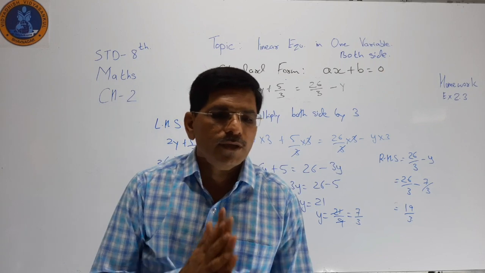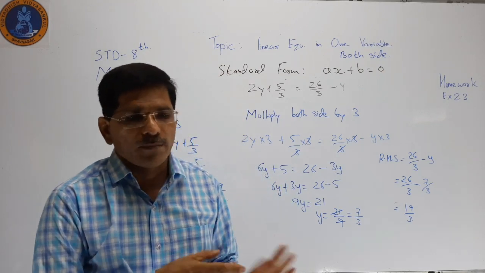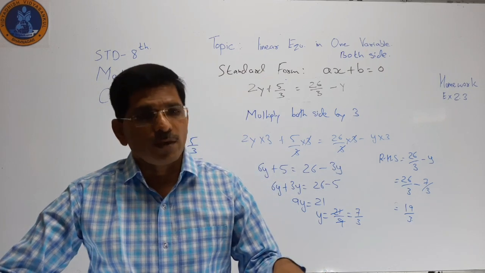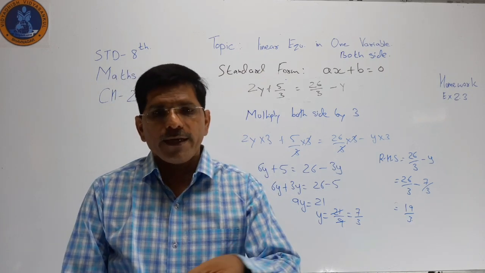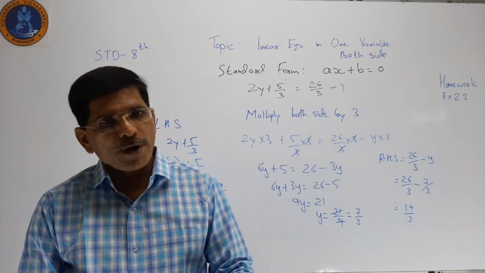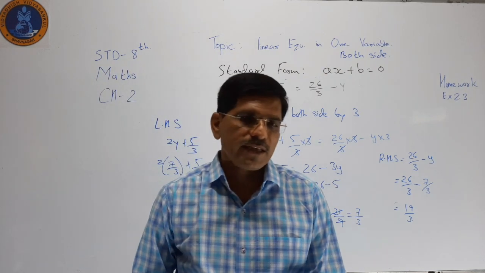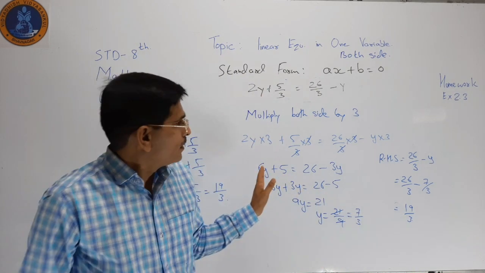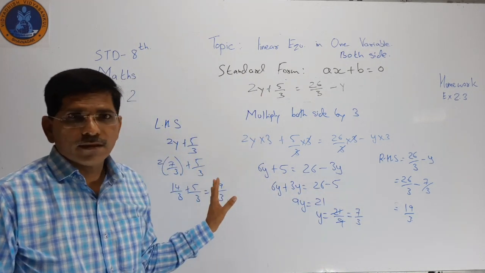So in 2.3, 10 sums are there. Mostly all sums I have completed with examples. So you have to do 2.1 and 2.3 in your fair book. 2.2 we will discuss later because it is a statement type sum. And I think it is easy.